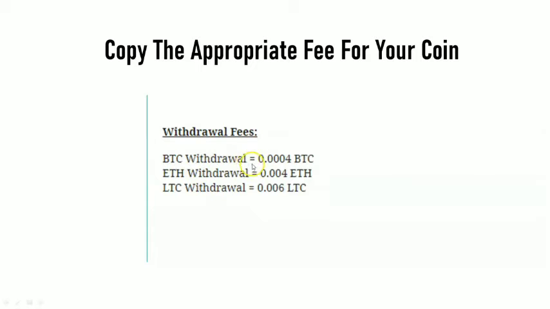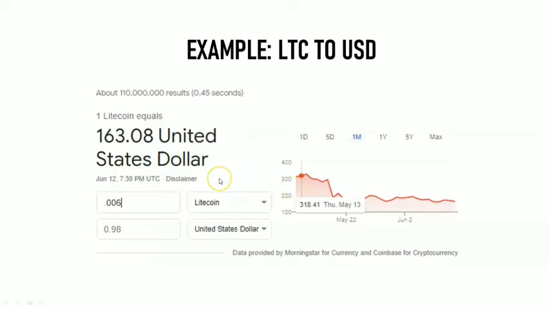Now, the appropriate fees will always be on that cash out form. So in this example, I'm withdrawing Litecoin, so I would see that the fee for Litecoin is 0.006 LTC. So when we type in LTC to USD on Google, it shows us what one Litecoin equals, which is $163.08. And I just want to go ahead and paste the 0.006 as the fee here. And as you can see, it's very, very small in USD. It's 98 cents. So it's going to cost me at this time less than $1 to actually process my withdrawal request for a $350 withdrawal, which I think is excellent.